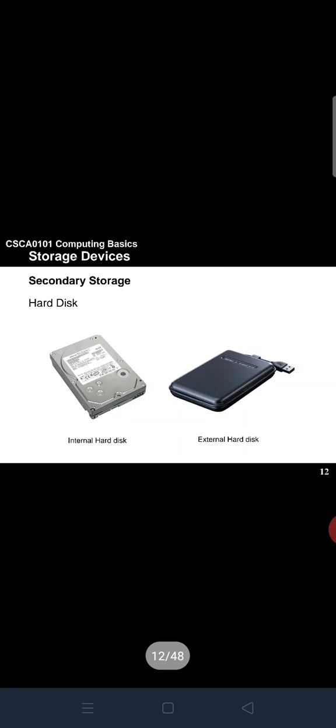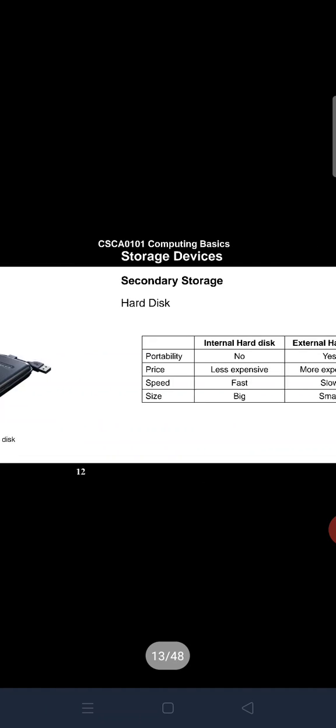Here is the picture: internal disk and external. Internal hard disk is attached in the system unit, and external, you can also extend your computer's or laptop's memory by using external hard disk which is attached outside the CPU. Internal hard disk and external hard disk, the comparison of portability, price, speed and size.